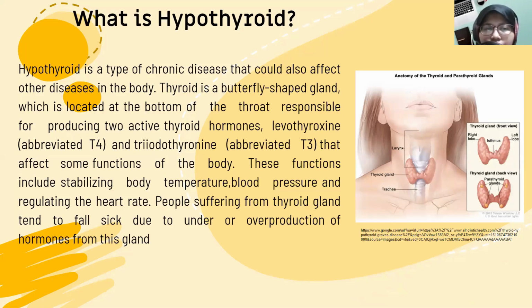Thyroid is a butterfly-shaped gland which is located at the bottom of the throat that is responsible for producing two types of active thyroid hormones, levothyroxine, abbreviated as T4, and triiodothyronine, abbreviated as T3, that affect some functions of the body. These functions include stabilizing body temperature, blood pressure, and regulating the heart rate. People suffering from thyroid gland disorders tend to fall sick due to the under or overproduction of hormones from this gland.